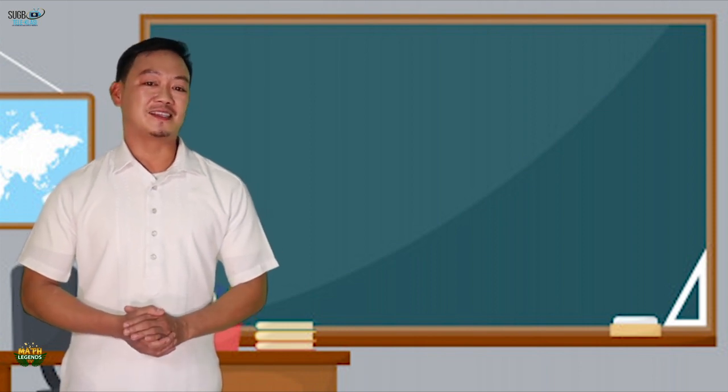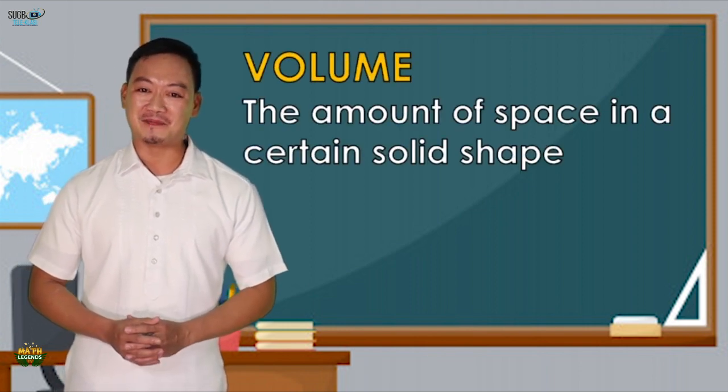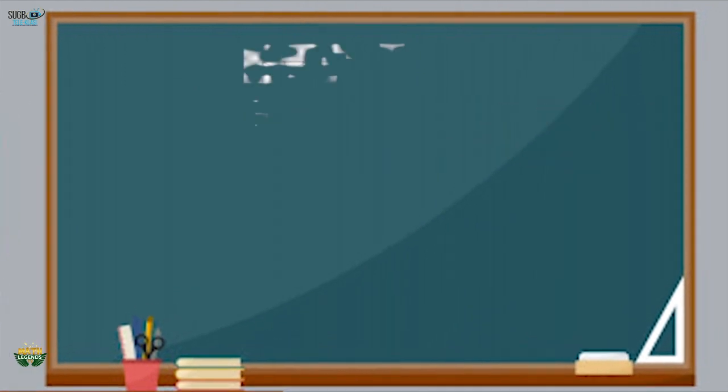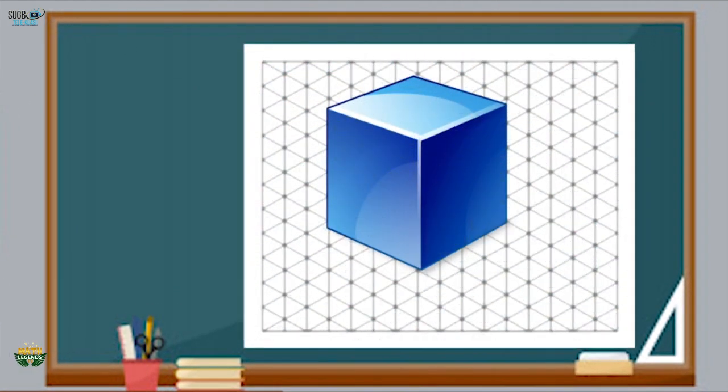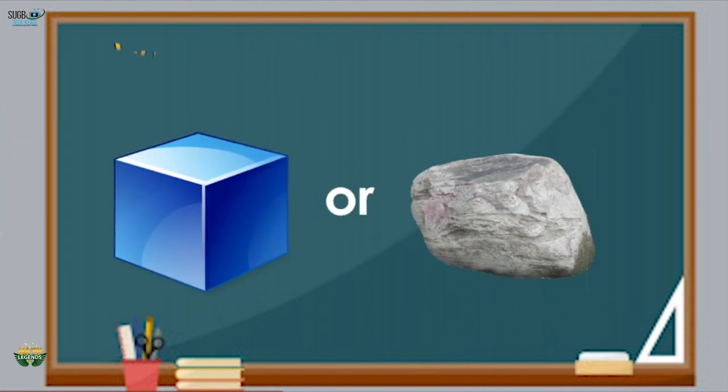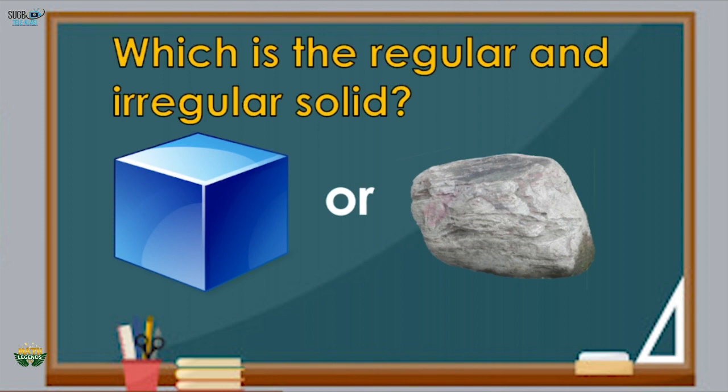Volume is defined as the amount of space in a certain solid shape. Solid shapes are shapes that occupy space. This means they occupy the 3 dimensions of space, which are the length, width, and height. They can be classified as regular or irregular. Can you tell which of the 2 is the regular and irregular solid? Correct. The rectangular prism is the regular solid, while the piece of rock is an irregular solid.